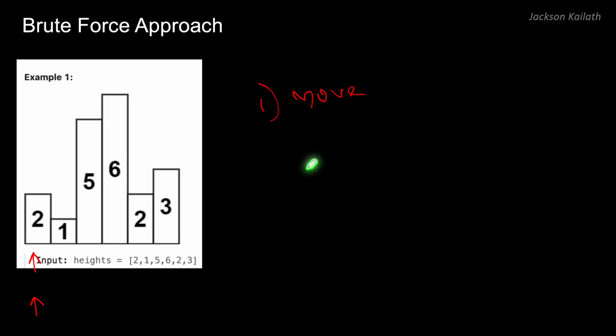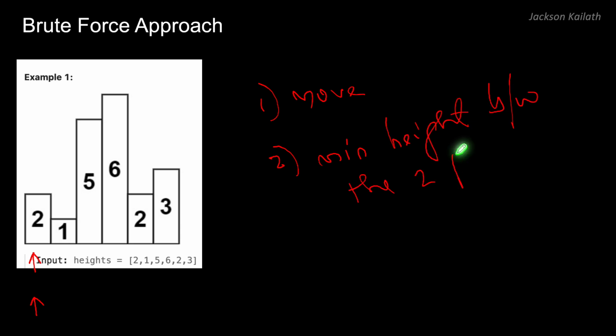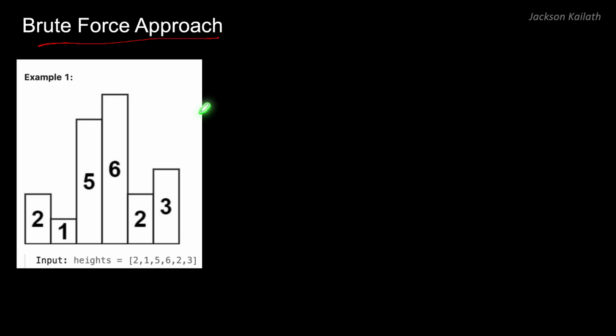And as we move the pointers, we'll find the minimum height between the 2 pointers, and we'll also keep a tab on the width between the 2 pointers, and then we can multiply the minimum height into the width to get the area. And as we keep getting all the possible areas, we can update the maximum area and finally return the maximum area. Okay, so this would be the brute force approach for solving this question.